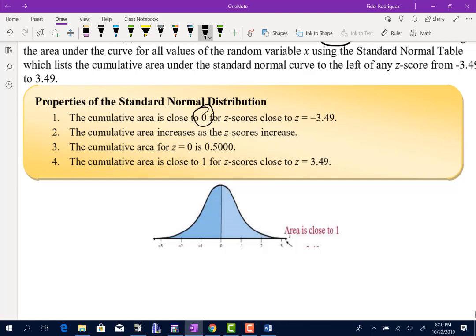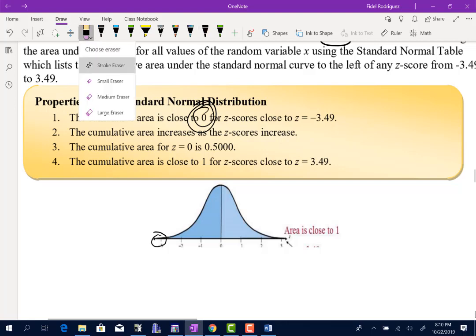Close to, well, what's the area here? So think about it this way. If I wanted to figure out how much space is right there between that x-axis and where the curve is, is there a lot of space or a little bit of space? Very, very little. That's why the area is going to be what number? 0, right? The area is going to be close to 0, okay?